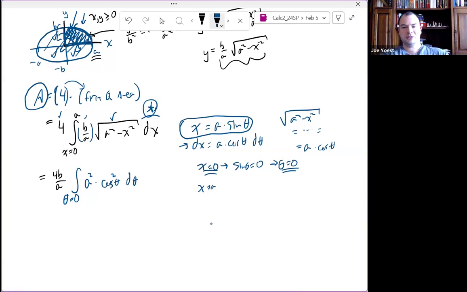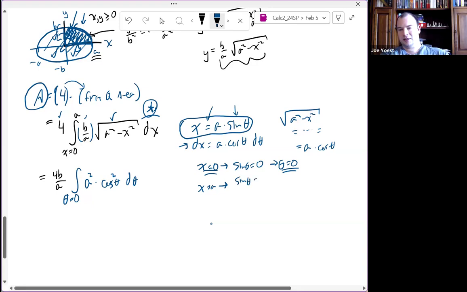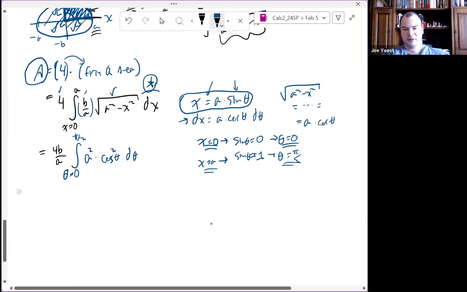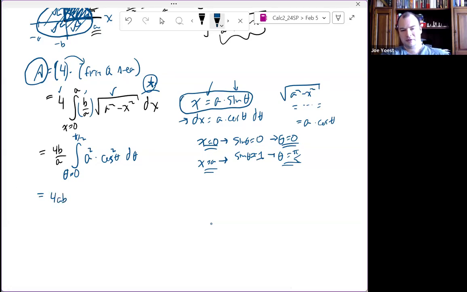So when x equals 0, that corresponds to theta equals 0. X equals a, that's when sine theta equals 1. On 0 to pi over 2, that corresponds to theta equals pi over 2. And here I'll pull out the a squared for ab. Integral 0 to pi over 2 cos squared theta d theta.